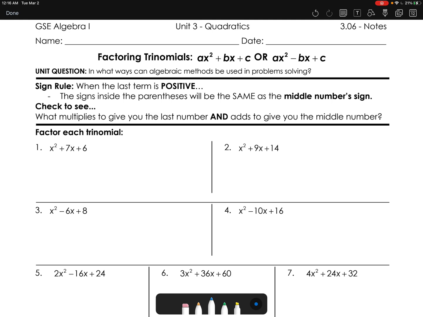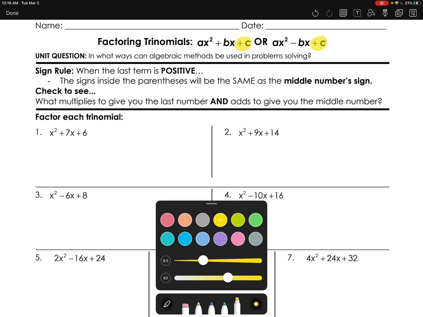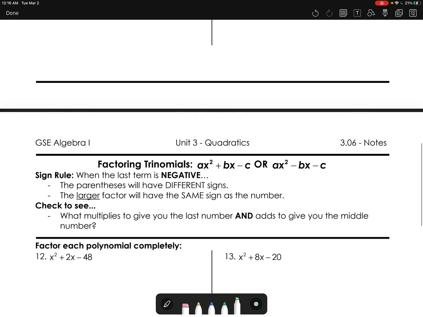And so you have this page of notes with you, the front and back. This first page, all of these problems are the same, or similar, I should say. In this first section of notes, all of these problems have plus C at the end, okay? The only thing that's different here is this sign in the middle. On the back page of notes, we have minus C at the end. And so we're going to talk about the two situations and some different tips and tricks for you. Your middle sign is different in each of these as well.